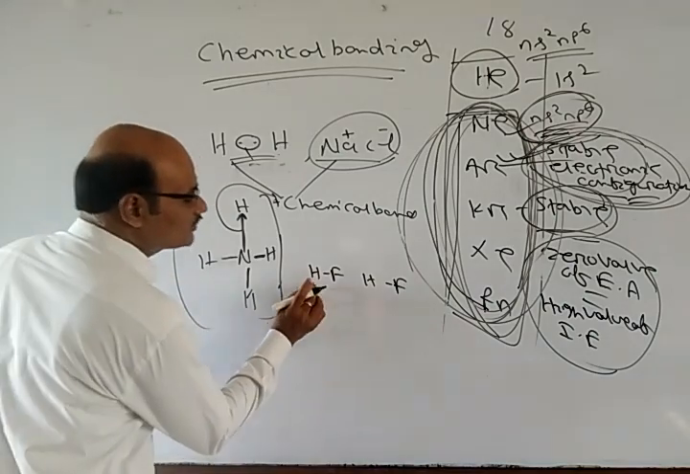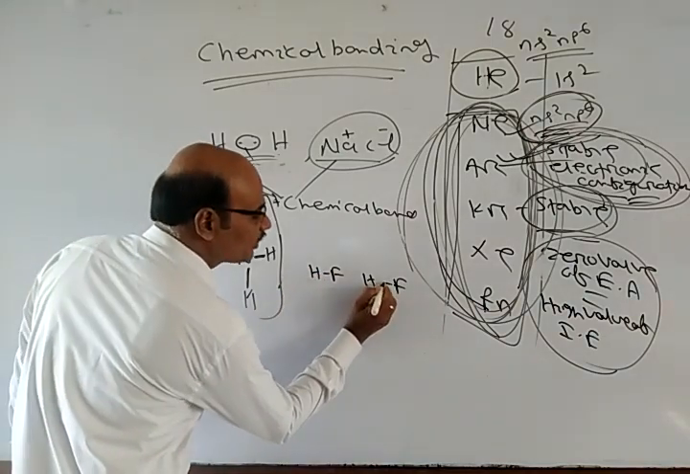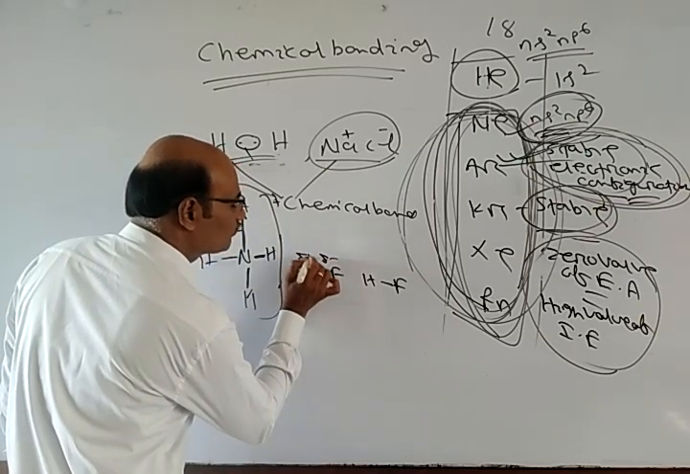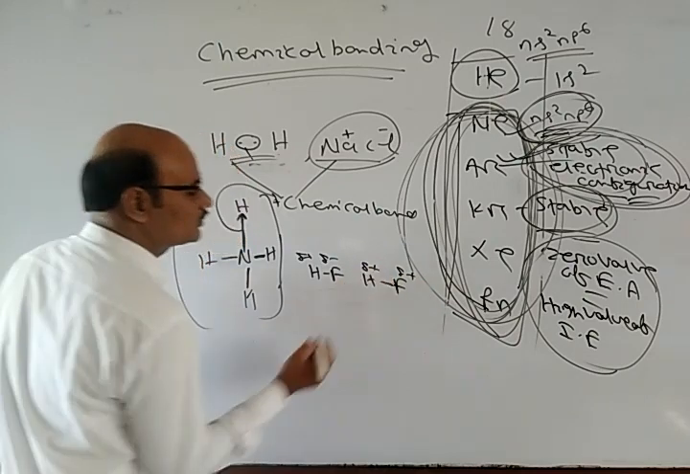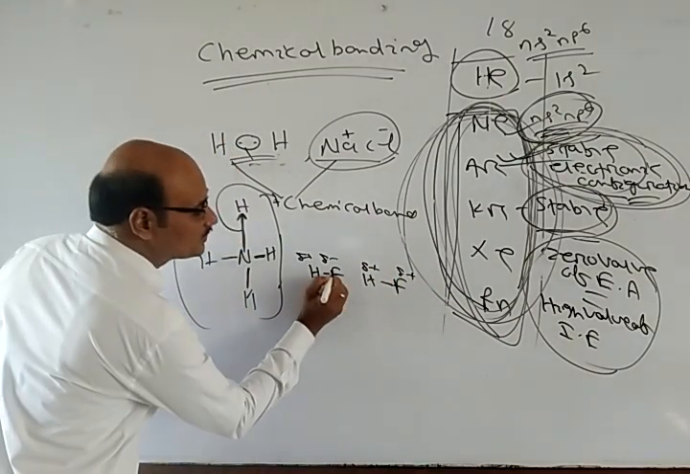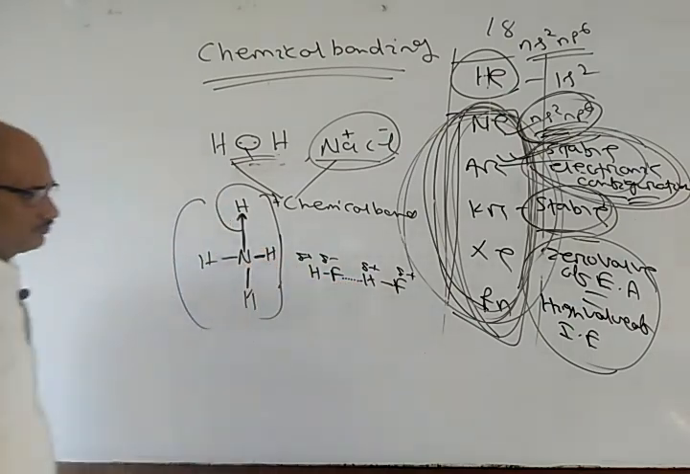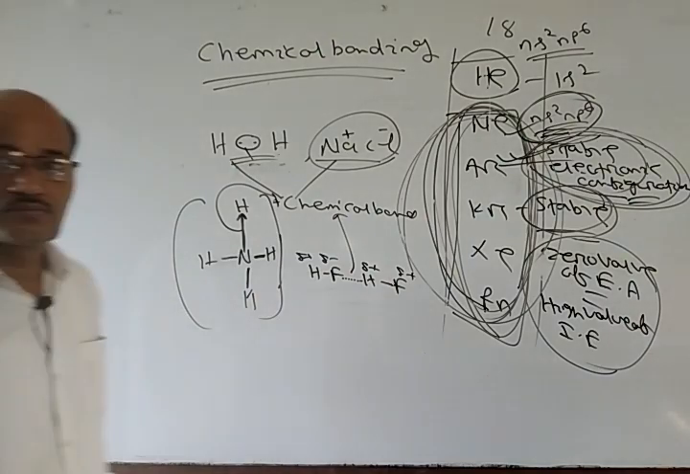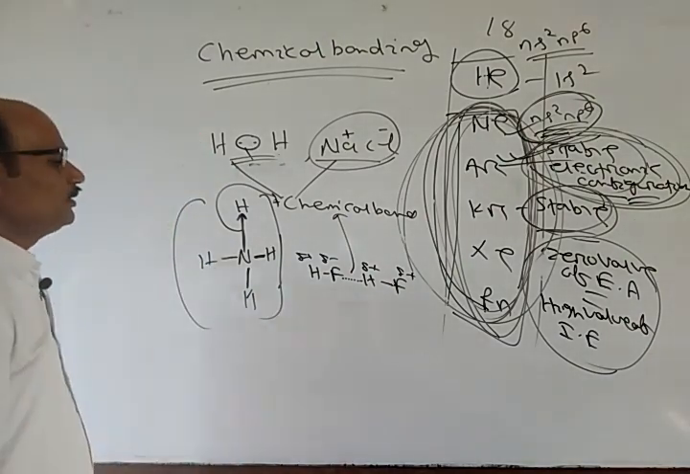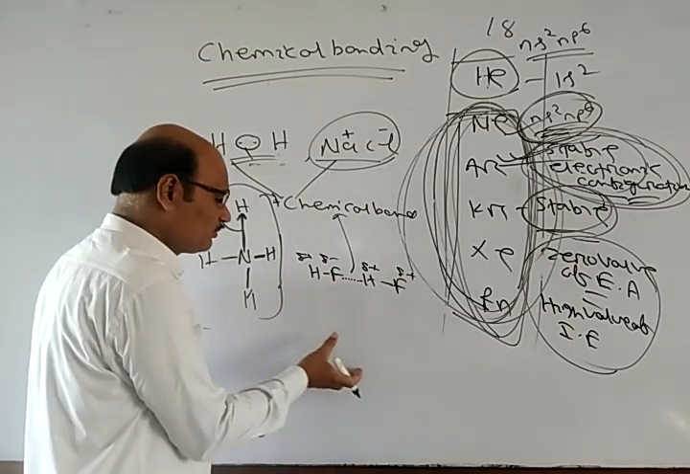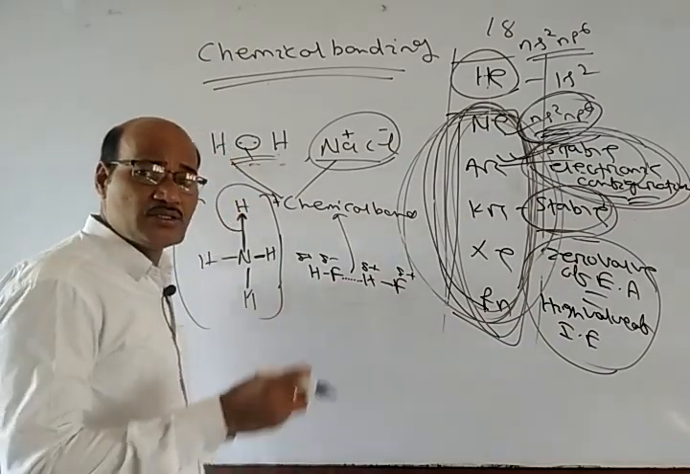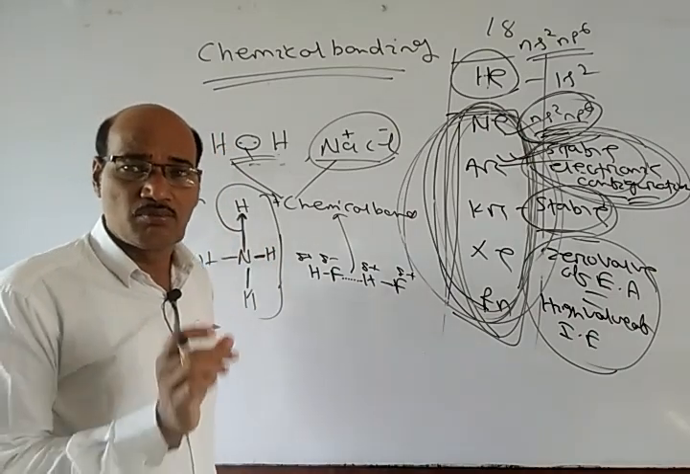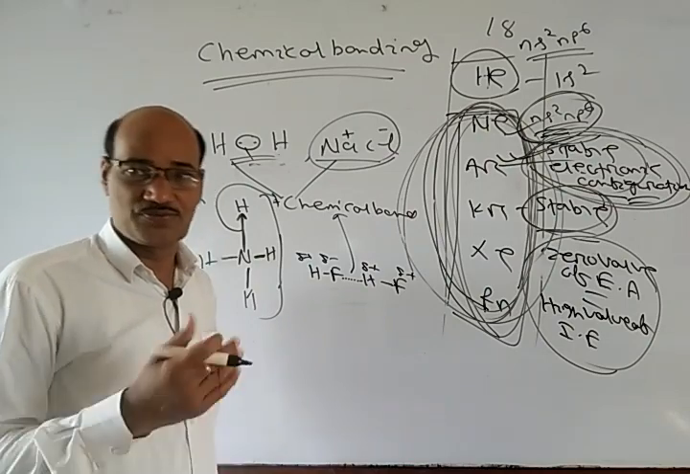And if I take suppose HF, this HF is a molecule. Now there is a force of attraction between this F and this H. This is also a chemical bond. Similarly, there are several types of molecules, and there is a force between molecule and molecule. That is called Van der Waals force. That's also a chemical bond.